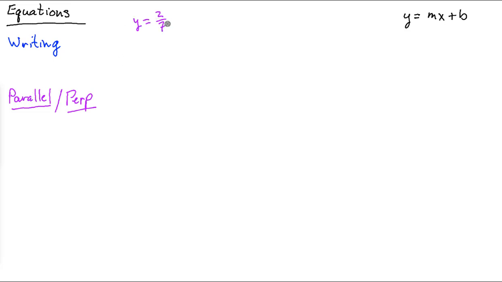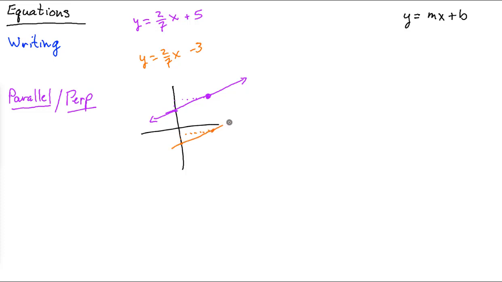If I have something like y equals 2/7 x plus 5 and y equals 2/7 x minus 3. Okay, graphing the purple one. Let's get a little grid here and see what's going on with these guys. If we graph the purple one, it says y equals 2/7 x plus 5. So right up here at plus 5, and then 1, 2, 3, 4, 5, 6, 7. Right there. Okay, so that's good. And then the orange line is down here at negative 3, and it goes up 2 and then 1, 2, 3, 4, 5, 6, 7. And it looks like that.